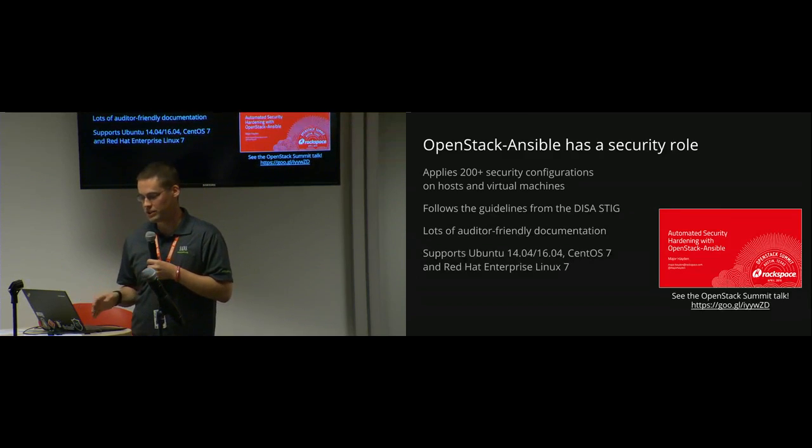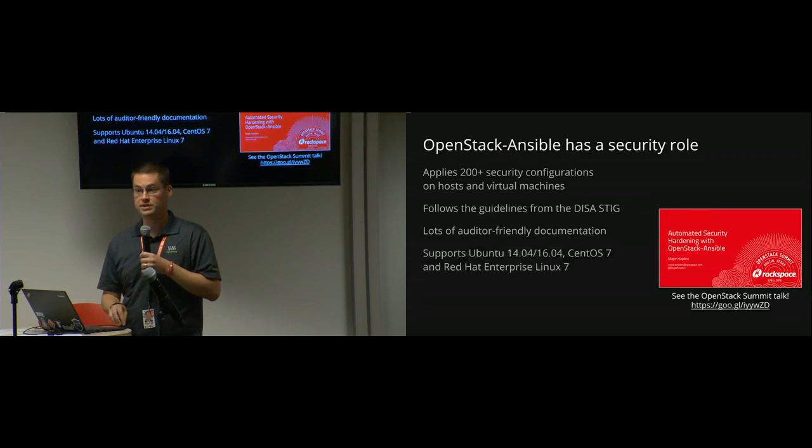Right now in the Newton release, it supports Ubuntu 14.04, 16.04, CentOS 7, and Red Hat Enterprise Linux 7. So you can use that on an OpenStack environment or a non-OpenStack environment. It's configured completely from the ground up to not disrupt a running OpenStack environment. If you have an existing OpenStack environment of any version, you should be able to take the master of the OpenStack-Ansible security role and apply it to your machines. Or if you have machines doing other workloads like WordPress, you should be able to apply this and go to town.